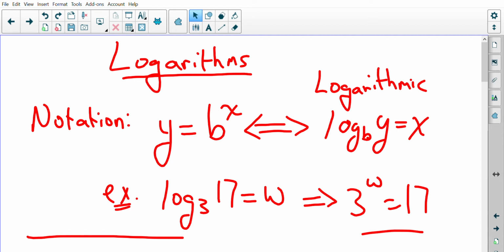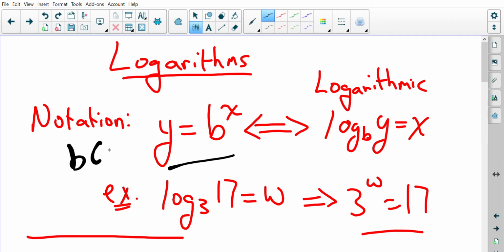So the first thing you got to make sure you're able to do is, if you have an exponential statement, which would be something along the lines of this. This would be an exponential statement where b is just some number. So for example, 3 to the x, 5 to the x, whatever it may be. You should know how to switch that to its inverse. So the logarithms are inverses of exponentials.